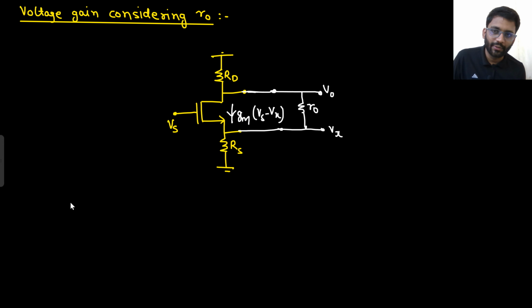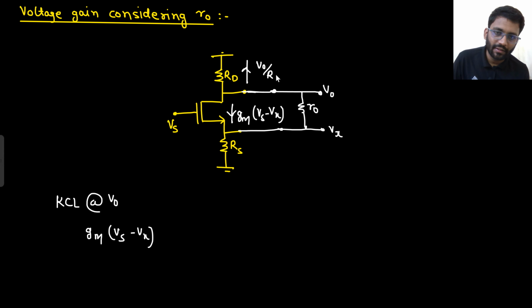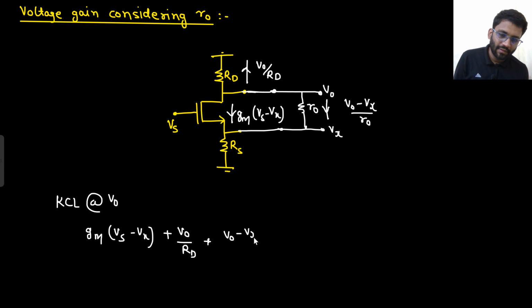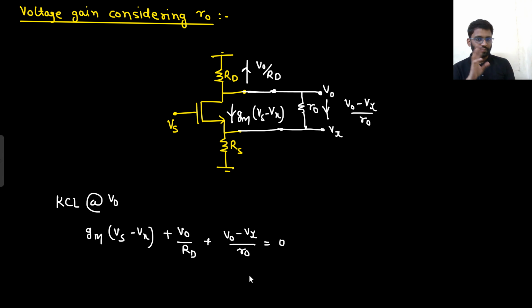So what I can do is apply KCL at V0. What will be my KCL? GM VS minus VX is an outward current. What is the other outward current? That is V0 by RD. Till this thing we have done already. There is one more outward current, that is V0 minus VX by R0, and that is equal to 0. What is the issue now? VX is the issue.